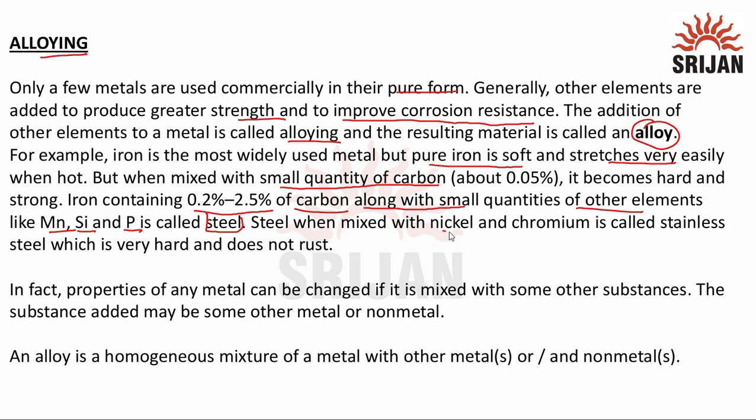Steel when mixed with nickel and chromium is called stainless steel, which is very hard and does not rust also. In fact, properties of any metal can be changed if it is mixed with some other substances. The substances added may be some other metals or non-metals also. An alloy is a homogeneous mixture of metal with other metals or non-metals, right?